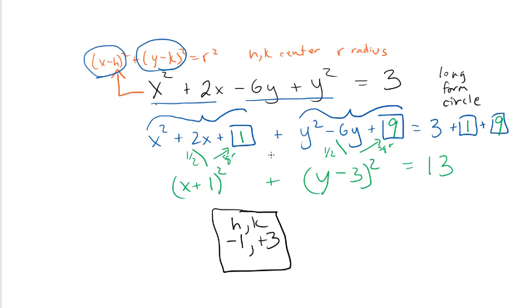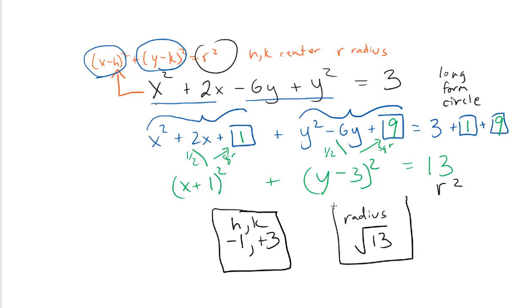Always be careful. My radius here is not 13. Be careful of answers that show that. r squared is 13, which means my radius is the square root of 13. And whichever they ask, I can answer. And that's how we convert long-form circle equations into standard form circle equations.